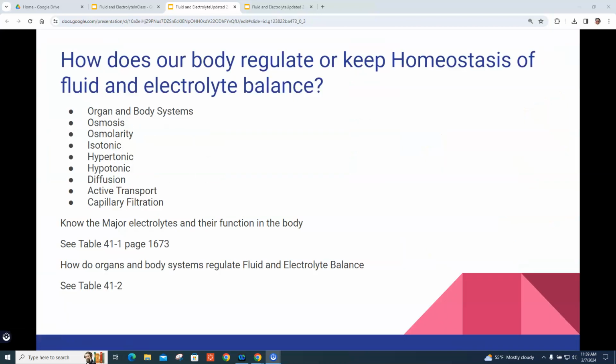All right, let's move on. So, how does our body regulate homeostasis of fluid and electrolyte balance? One of the biggest things is our organ and body systems do that, and I will go through what that is. But there are also other processes.